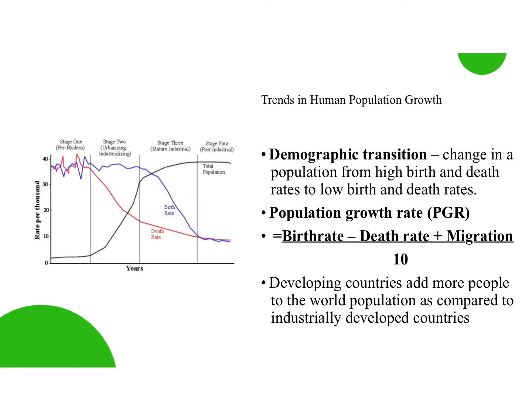And so now we're going to look at just trends in human population growth. And we're going to look at something called a demographic transition. So this is when you have a change in the population from high birth and high death rates to low birth and low death rates. So population growth rate, we can just call it PGR for short. The equation to calculate it is just your birth rate minus your death rate plus your migration rate, all divided by 10.